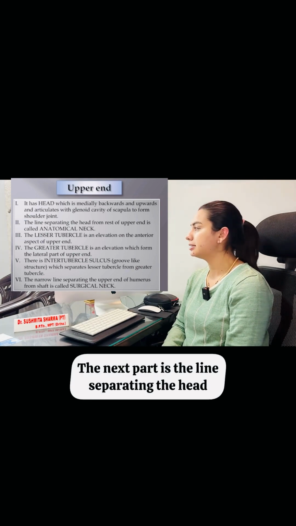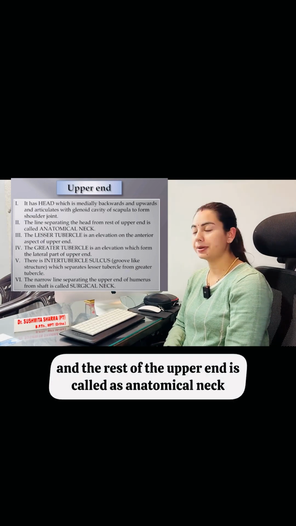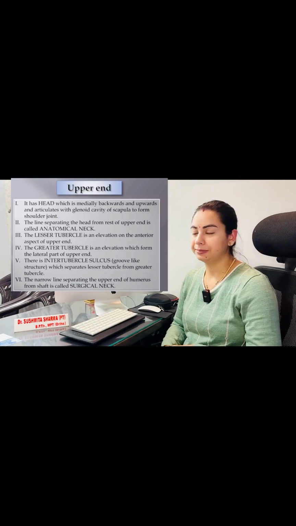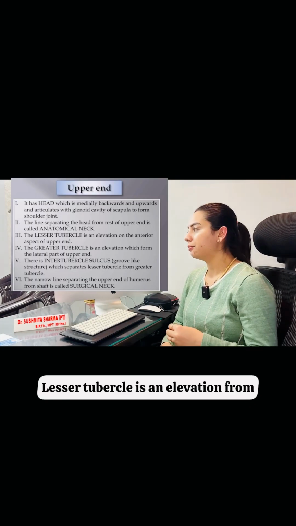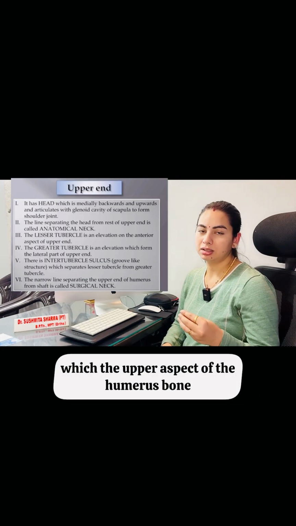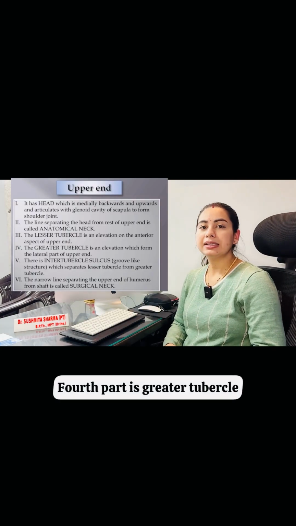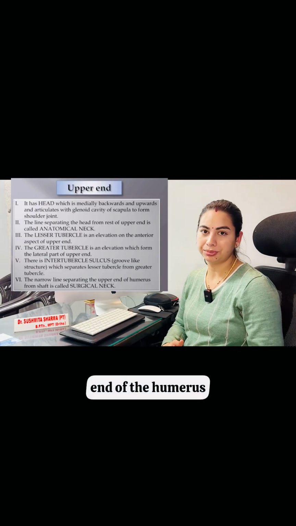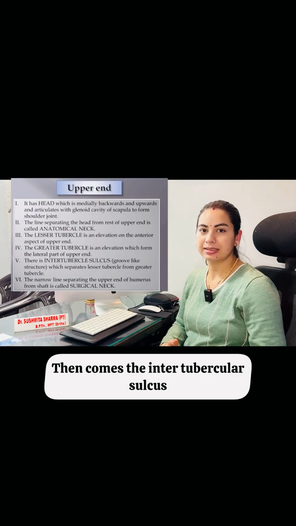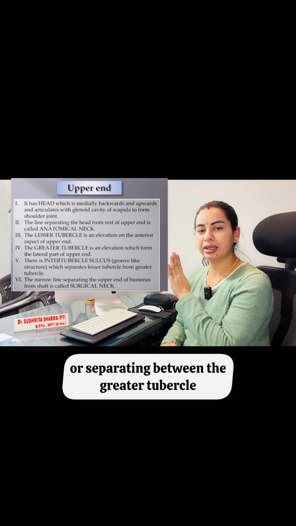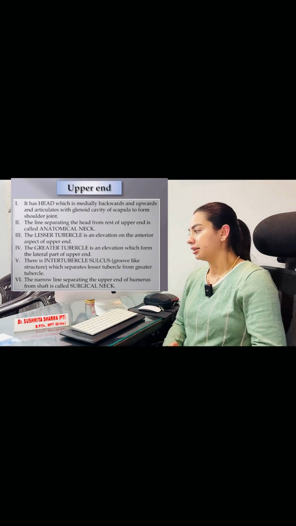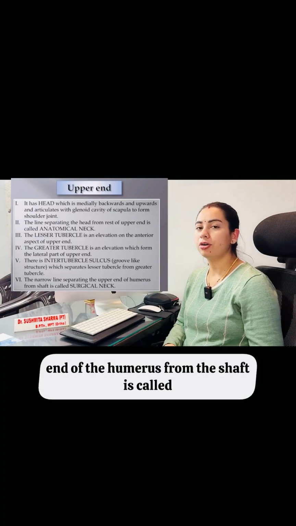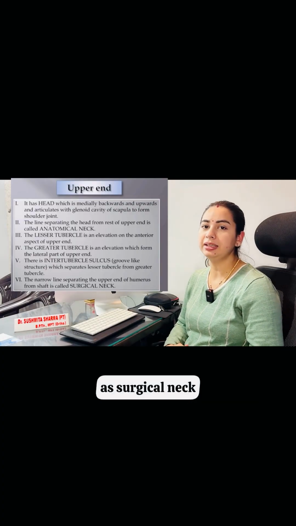The next part is the line separating the head and the rest of the upper end, called the anatomical neck. The third part is the lesser tubercle, an elevation on the upper aspect of the humerus. The fourth part is the greater tubercle, an elevation at the lateral end of the upper end of the humerus. Then comes the intertubercular sulcus, the groove separating the greater tubercle and the lesser tubercle. The fifth part is the surgical neck, the narrow line separating the upper end of the humerus from the shaft.